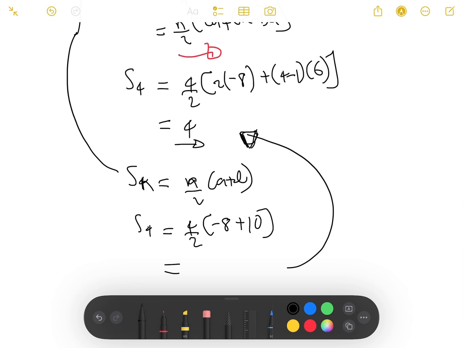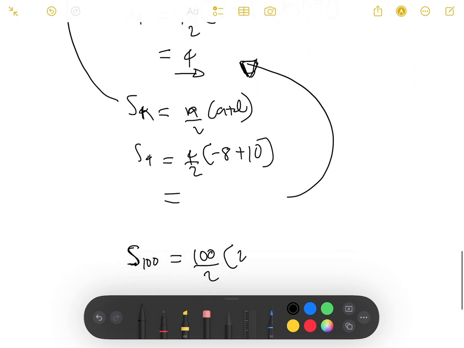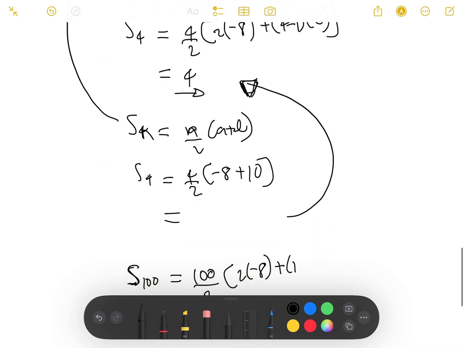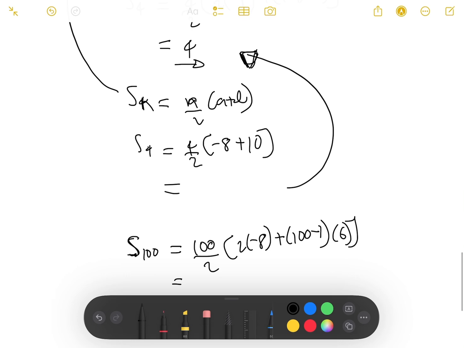And then yeah, that is it, guys. So in case you wanted to calculate for 100, as I've been making an example, you'd say 100 over 2, and then, going back to the formula, we'd have 2 times negative 8 again, plus in bracket 100 minus 1, and then the difference is 6, and then you therefore find the answer.